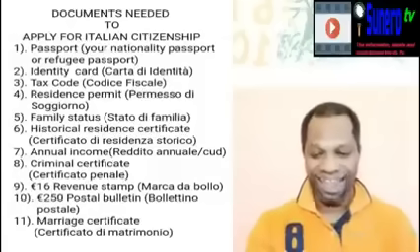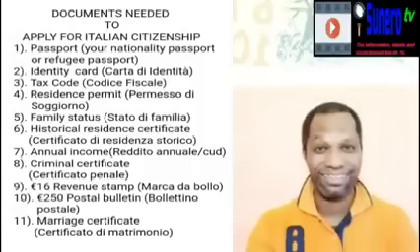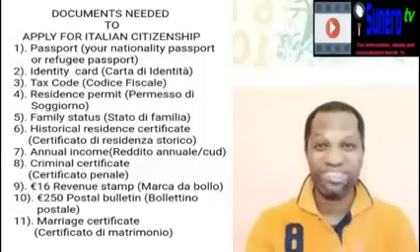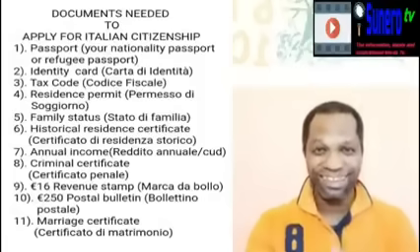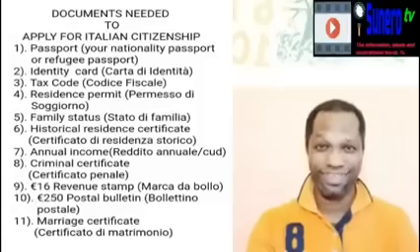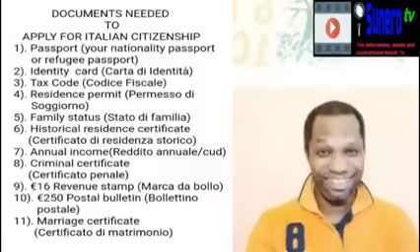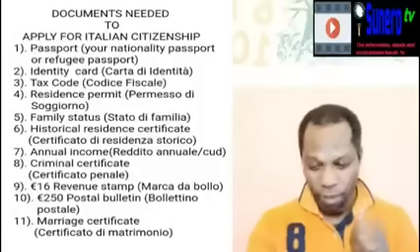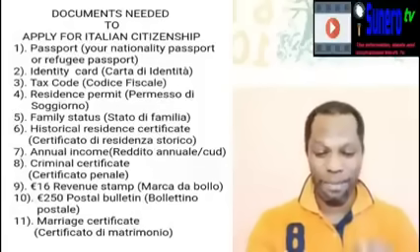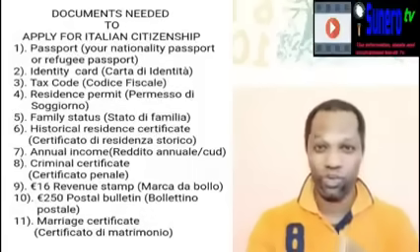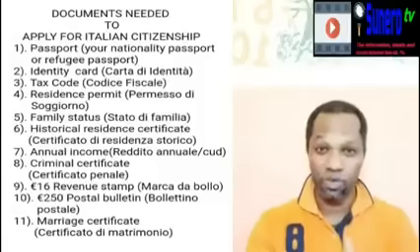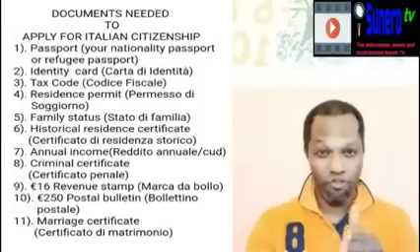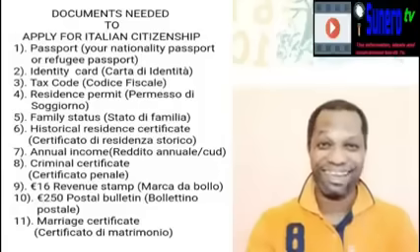Number two, identity card, which is your carta di identità. You must have it before you apply. These are things you need. Then number three, tax code, which is your codice fiscale. So you also need your codice fiscale as well. Then number four, residence permit, which is your permesso di soggiorno. So you need your sojourner as well before you can apply for Italian citizenship.